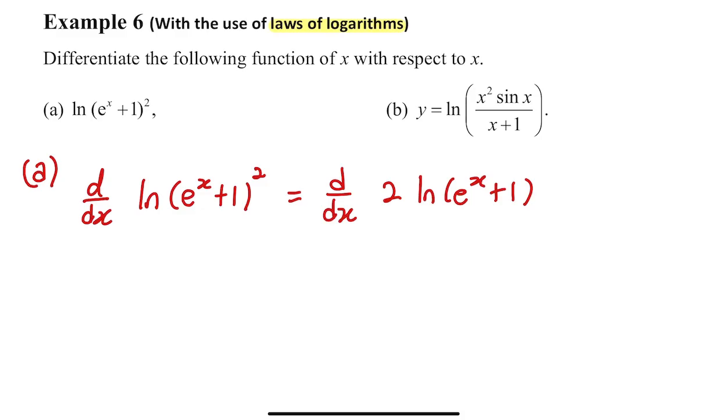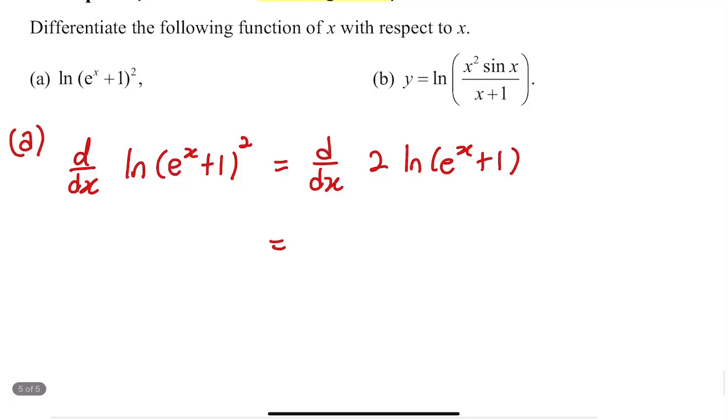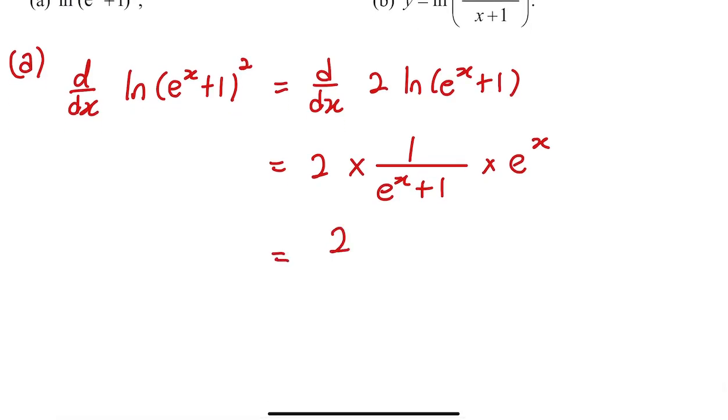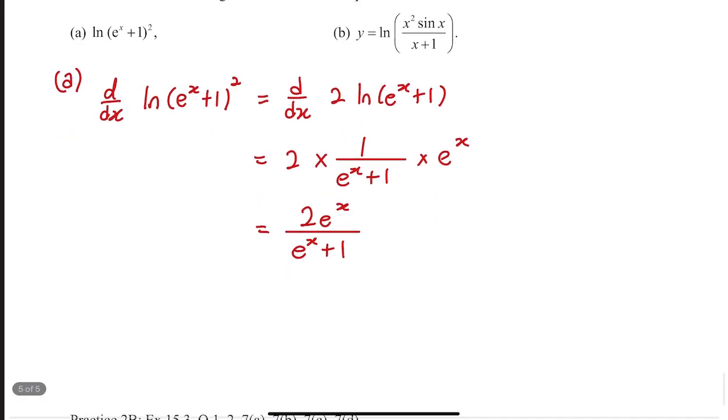Okay, and therefore this 2 is just a constant multiplied to this. So I just need to focus on differentiating this part over here. So this is simply equals to 2 times, now I differentiate this entire ln function, which is 1 over e power x plus 1 times, differentiate inside the bracket now, which is e power x. Okay, therefore final answer is simply 2e power x over e power x plus 1. Okay, this is for example 6a.